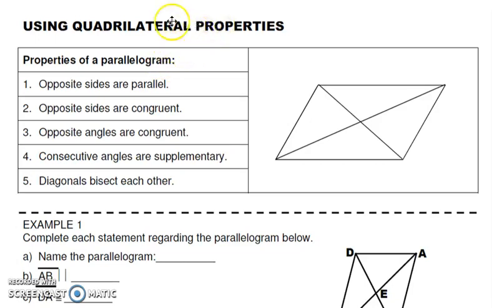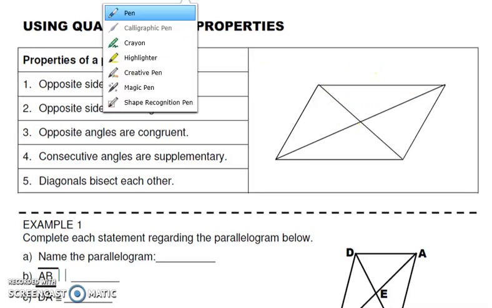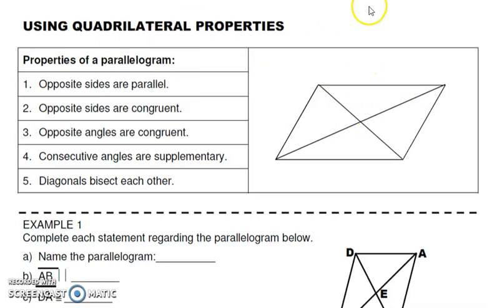Okay, so you should be on your Using Quadrilaterals Properties packet, and we're going to go through the properties that are listed here and talk about what they mean and mark them on our diagram. So that's where we're going to be starting. You can have the colors out so you can do color coding and follow along with me.